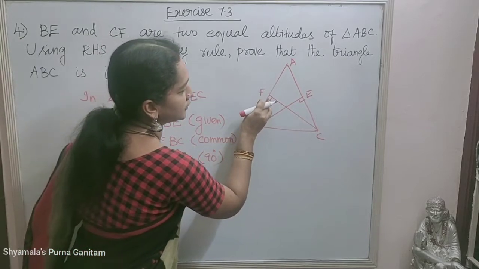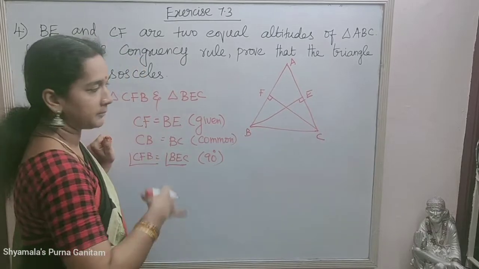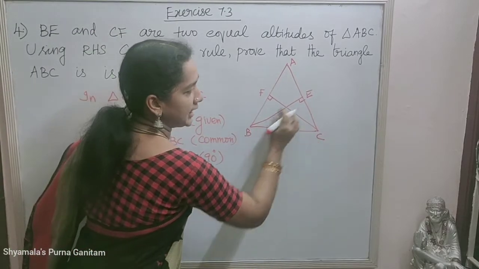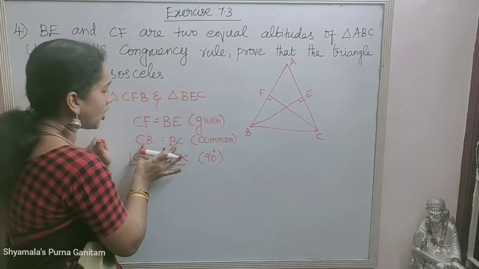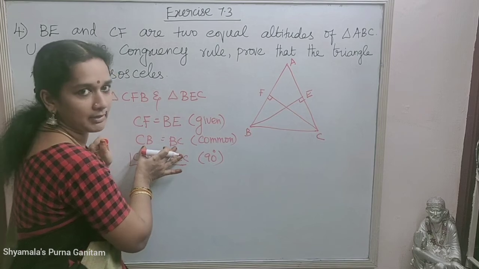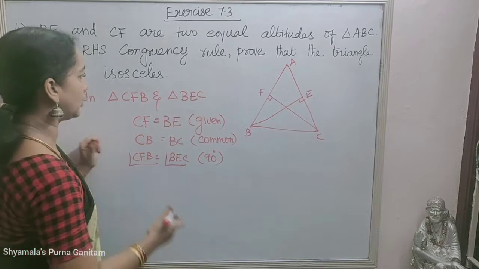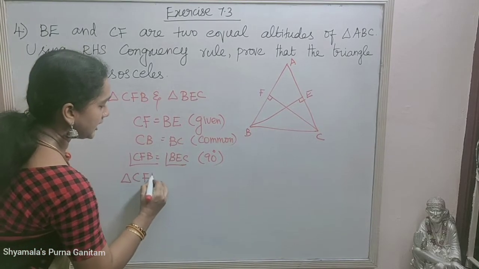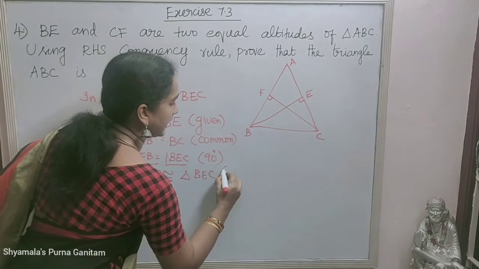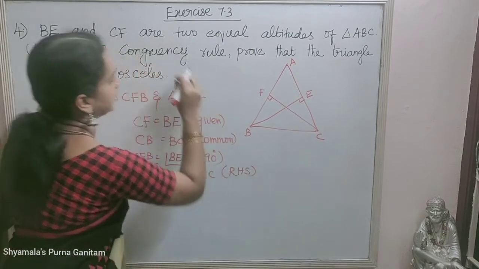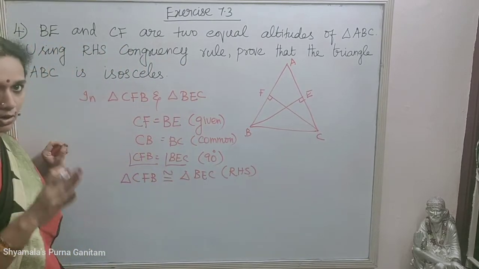So what is the hypotenuse for this triangle? BC is the hypotenuse for the first triangle, CFB. In the same way, for BEC, BC is also the hypotenuse. So we already said that it is the common side, so the hypotenuse is equal. So triangle CFB is congruent to triangle BEC by RHS congruency. We have proved by RHS congruency that these two triangles are congruent.